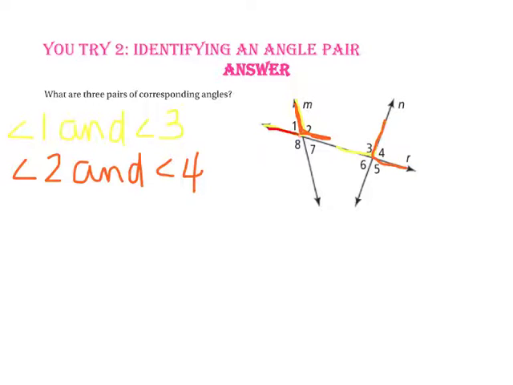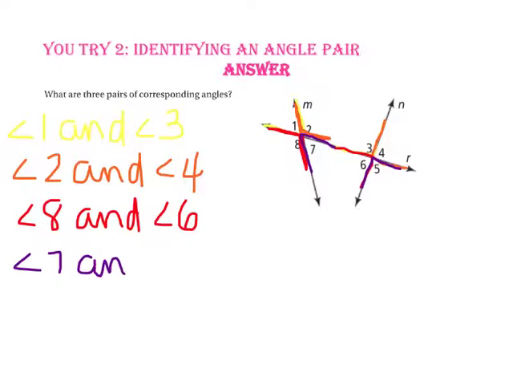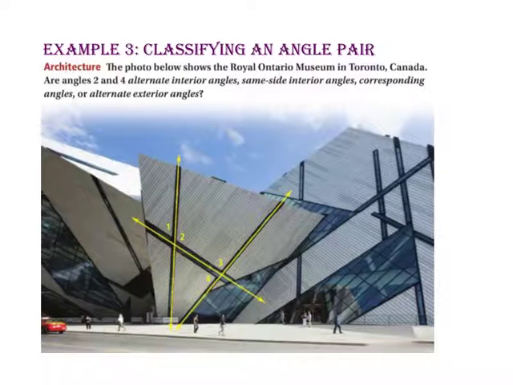Next, let's look at angle 8. Since angle 8 is below the transversal and to the left of line M, we want to look below the transversal and to the left of line N. Angle 8 and angle 6 are corresponding angles. Now let's look at angle 7. Angle 7 is below the transversal to the right of line M, so we want the angle that is below the transversal and to the right of line N. Angle 7 and angle 5 are corresponding angles. I know you only had to name 3, but here are all 4, just in case your 3 were different than mine. In example 3, we will classify an angle pair.